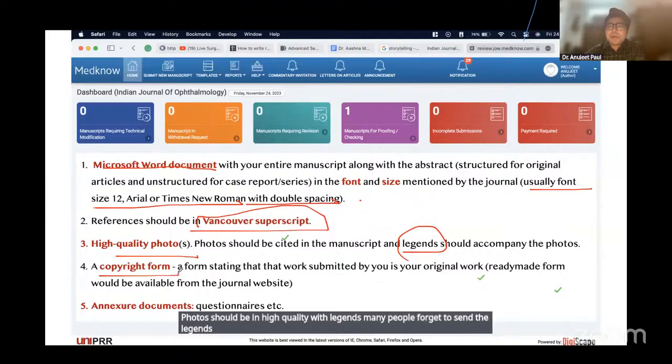You will get a copyright and a contributors form from the journal. It should be on the template page. That should be filled up by the authors. And finally, any extra documents.